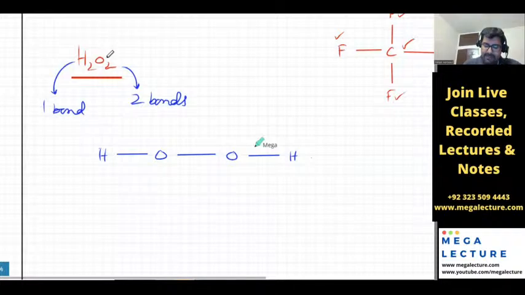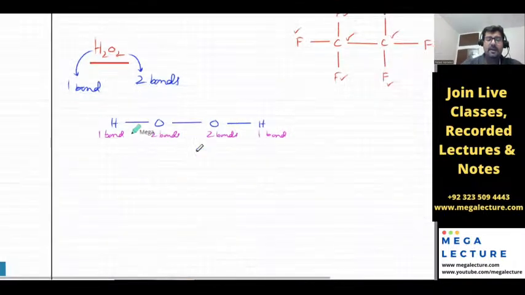Okay, this atom is supposed to make 2 bonds. This is supposed to make 2 bonds. This was supposed to make only 1 bond, and this was supposed to make only 1 bond.